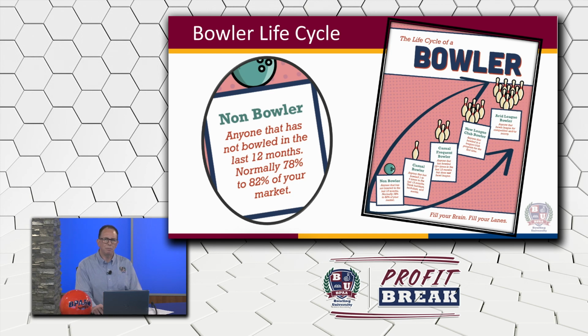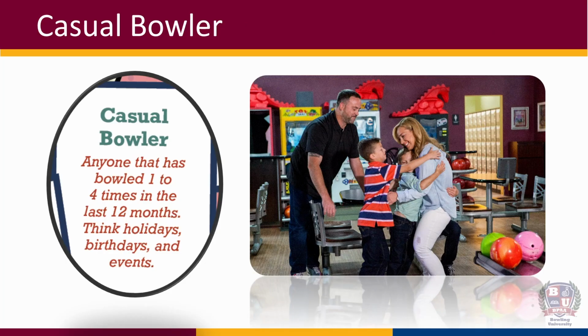We can't take those bowlers and jump them all the way up into a league. So we've got to migrate these guests along this journey, start to develop them, and get them to come back one more time. Eventually they can move in and become casual bowlers. Those are bowlers who come in probably anywhere from 1 to 4 times a year. Think about people who come in for holidays, birthdays, and other special events.